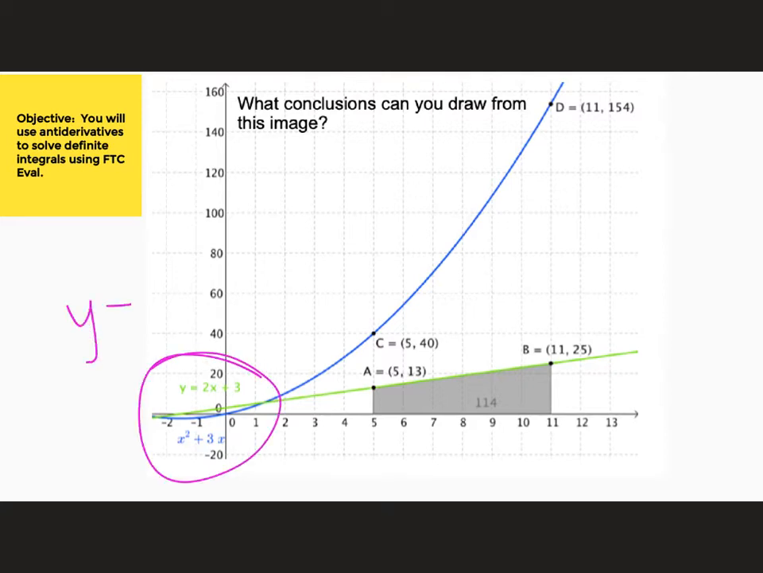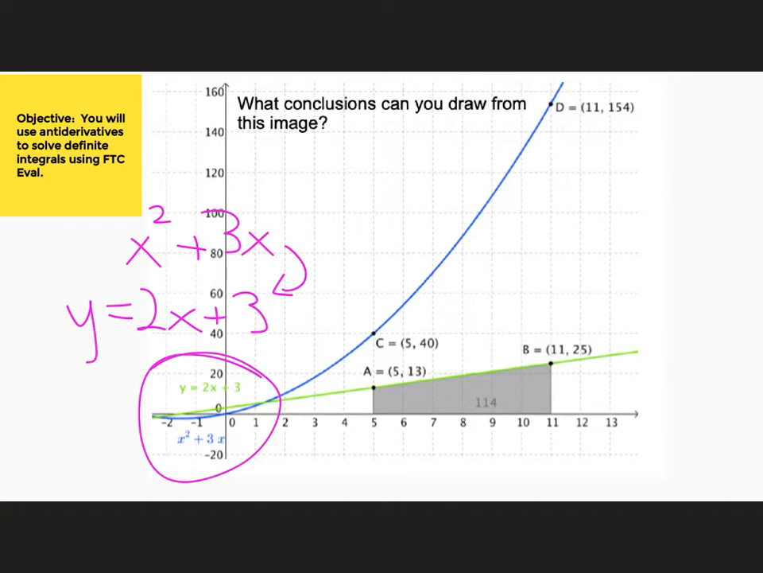You have y equals 2x plus 3, and you have x squared plus 3x. You should pretty quickly see the derivative of x squared plus 3x is 2x plus 3. So that means the green line is the derivative of the blue curve.